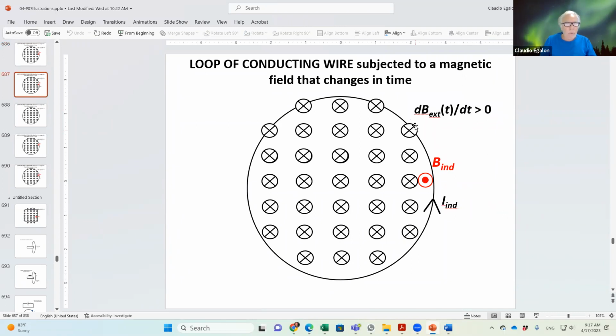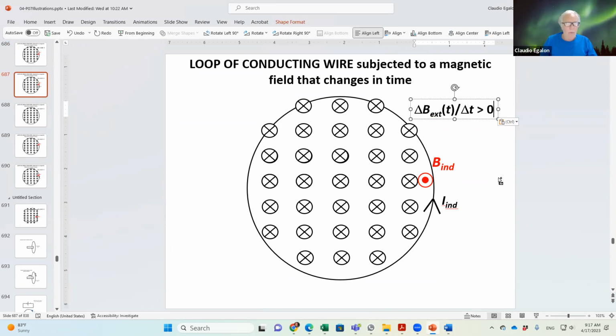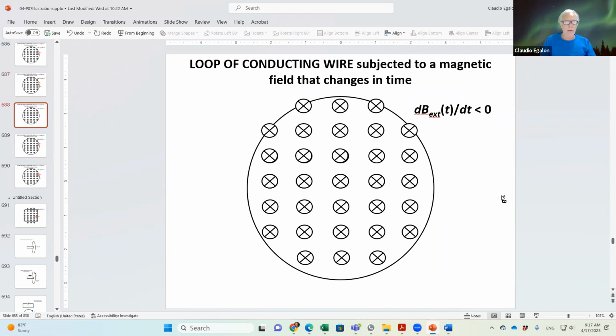I'm going to do that since we're not dealing with differential calculus. Now, what about here?